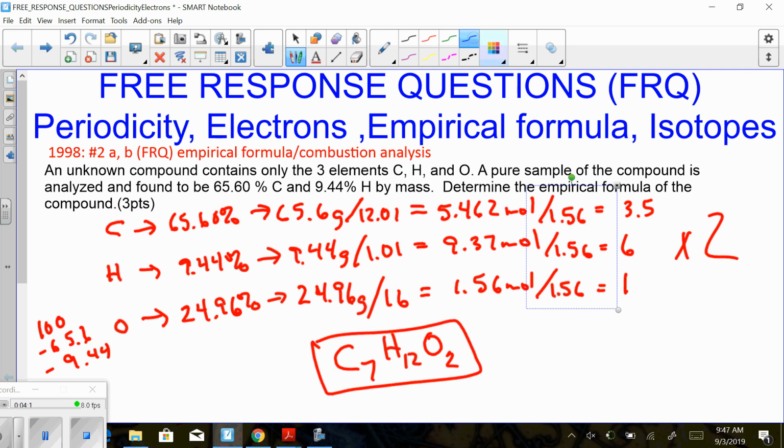That is 3 points. 1 point for finding the number of moles of both of these, 1 point for getting the moles of oxygen, and the last point for the empirical formula. That's how the points are awarded in this question.